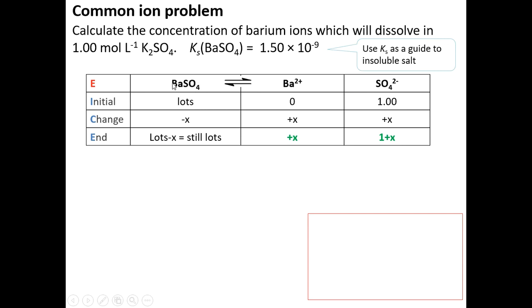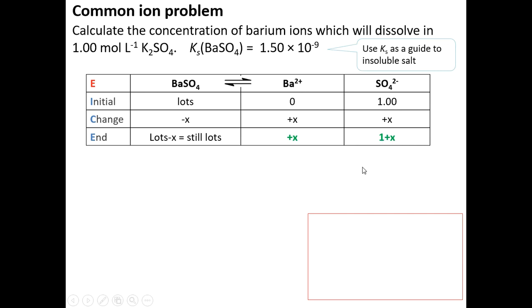And so for every one barium sulfate that dissolves, I'm going to form one barium and one sulfate. So if X dissolves, I'll have a bit of a decrease of barium sulfate, solid in the mixture. I'll have X of barium ions dissolving and going into solution, and I will have X of sulfate going into solution. So if I have lots and I subtract some X, it'll still be lots, so we can ignore that. And so we've got X and 1 plus X for our ions.